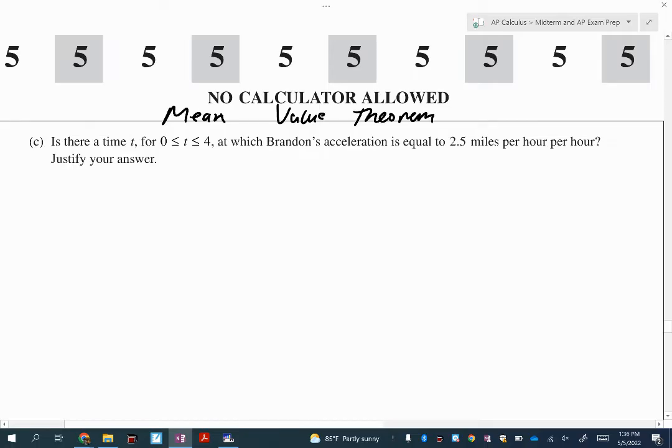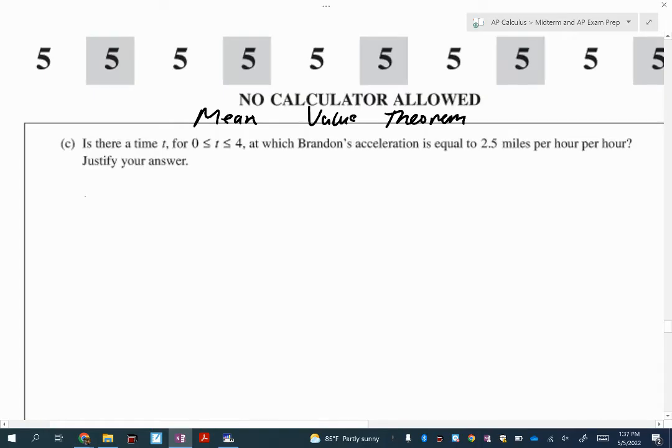Let me try to explain this the best I can. The mean value theorem. If we have a continuous function, and I'll show you in a moment how we know this function for Brandon is continuous, and we find the average rate of change for that function, if it's equal to this number they gave us, then at some point along the hours of 0 to 4, the function would have to equal that value for the acceleration. So let's find the average rate of change first.